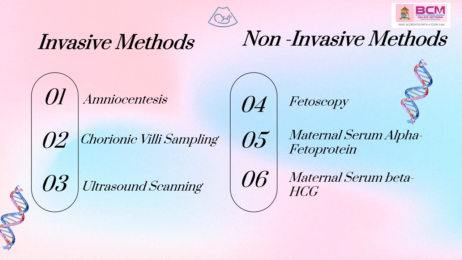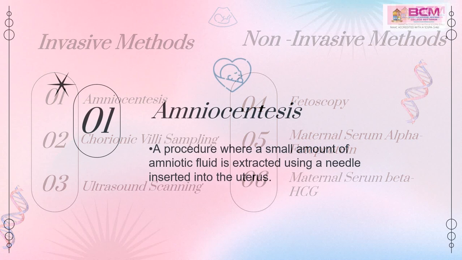There are two main types of prenatal diagnosis, invasive and non-invasive methods. Invasive methods like amniocentesis, chorionic villi sampling or fetoscopy involve collecting samples directly from the fetus or surrounding tissues, carrying a small risk of miscarriage. On the other hand, non-invasive methods like ultrasound scanning and maternal serum tests simply use imaging or blood tests to gather information without directly touching the fetus. Let's explore each method in detail.